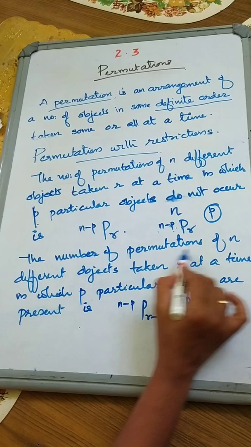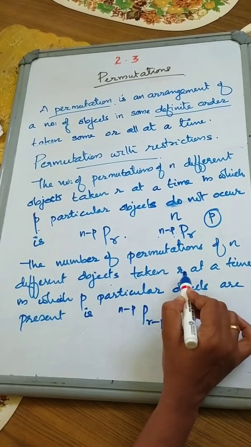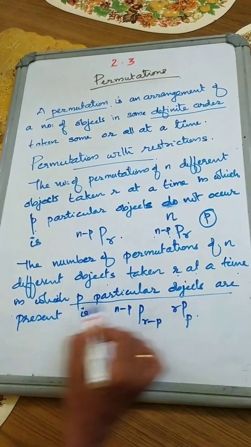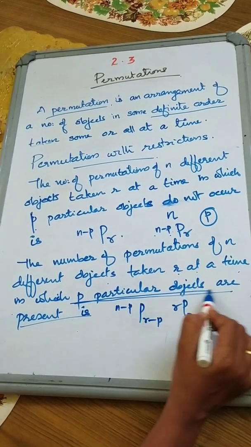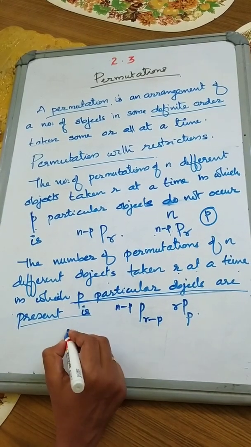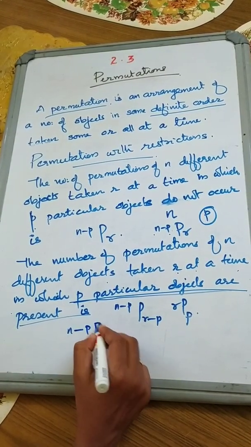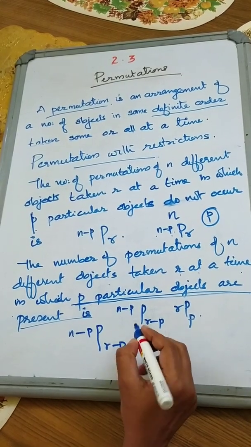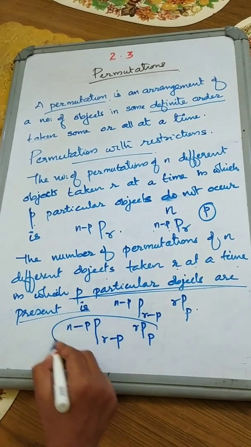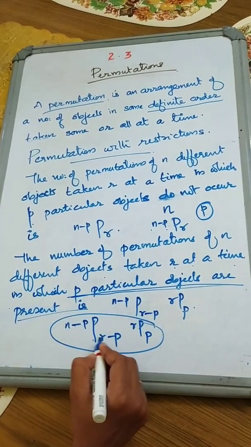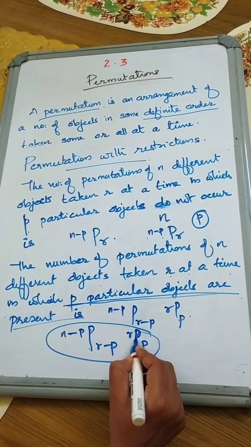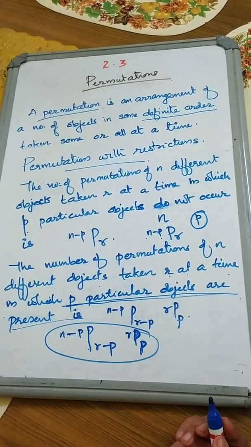The number of permutations of n different objects taken r at a time in which p particular objects are present, this must be there. So we are permuting the other n minus p objects in (r minus p) ways, then rPp. So this is the permutation: (n minus p)P(r minus p) times rPp ways.